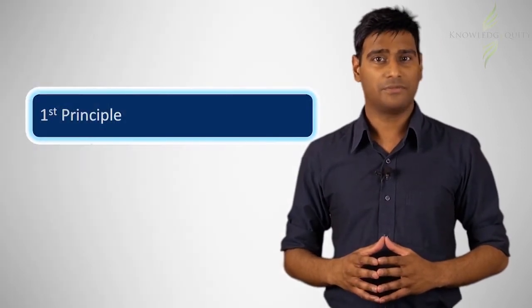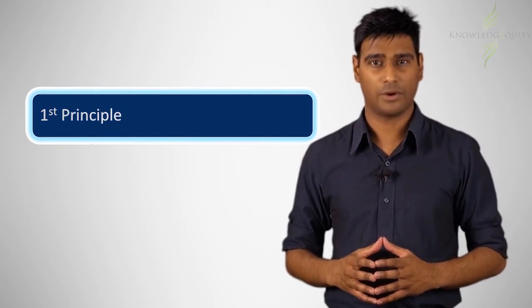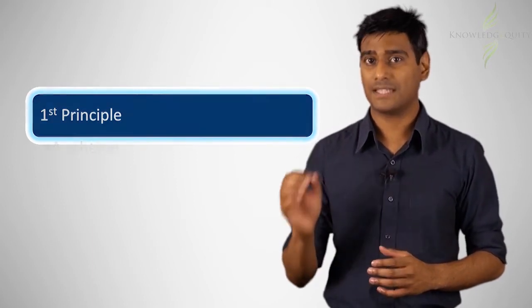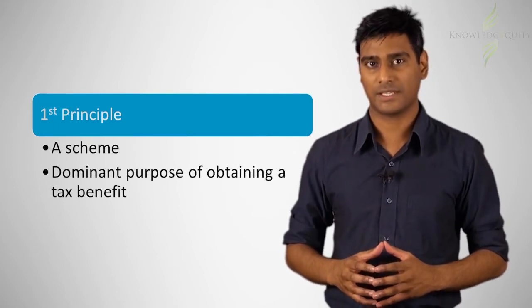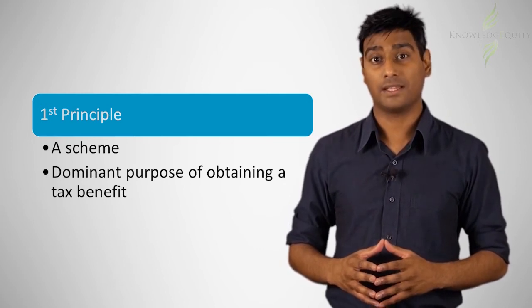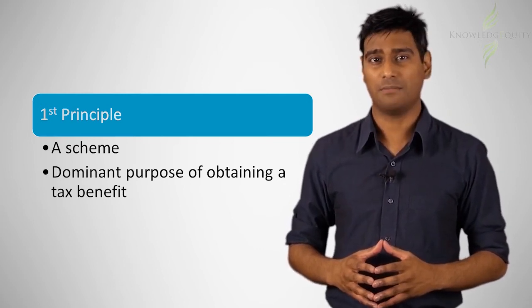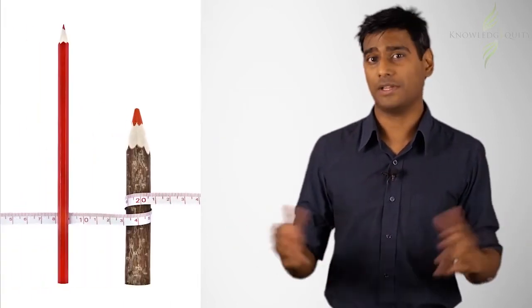The first principle from Peabody relates to issues of the first and third requirement of Part 4A, that there be a scheme and that there be a dominant purpose of obtaining a tax benefit. With a given set of facts, there is usually more than one way that the tax office can identify what the scheme is. Generally, a scheme can be identified broadly or narrowly.